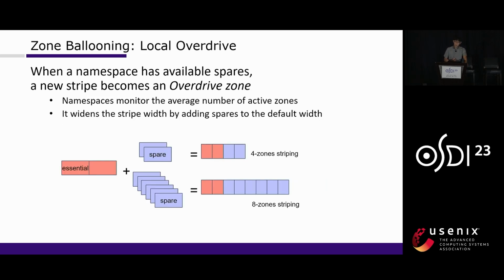To leverage spares, each namespace can utilize locally available spares to expand the striping width, a process called local overdrive. The zone arbiter optimizes the striping width based on the average number of logical active zones. This approach enables namespaces to utilize spares efficiently, maximizing performance utilization without the need for a global view.